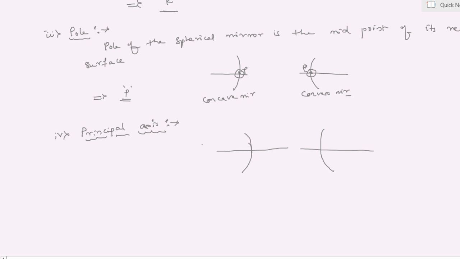Yes, it joins the center of curvature and pole. Yes, joining the center of curvature and pole of the mirror. The imaginary extended line, the joining line, is termed as what? Principal axis.